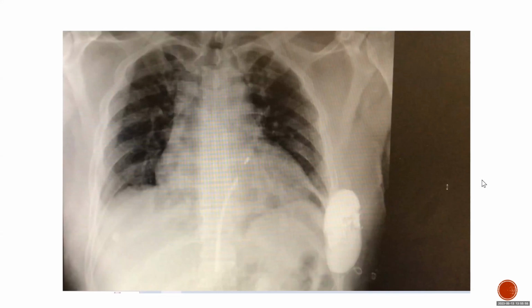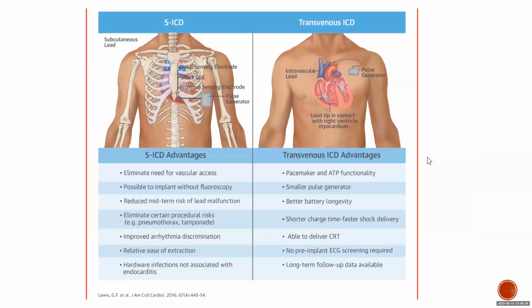What's this device? Looks different than what we discussed. Yeah, subcutaneous ICD. I just want to mention this for your knowledge. Just like how we talked about the leadless pacemaker, there's subcutaneous ICD, where the ICD is in the subcutaneous tissue and the lead is in the subcutaneous tissue. We don't use the venous system. It's a relatively newer technique.